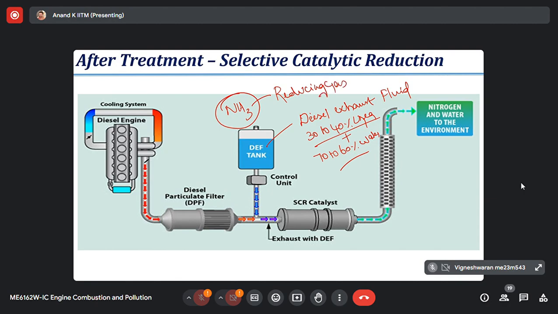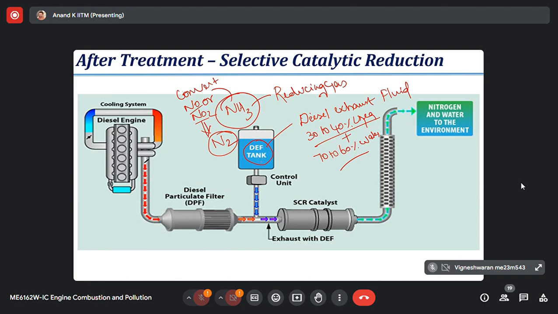Instead of rich products of combustion, ammonia is also an effective reducing gas. This gas will convert NO or NO2 to nitrogen, so it is doing a reduction reaction. Ammonia is an effective reducing agent that can reduce NO or NO2 to nitrogen. Ammonia is a pollutant, so we don't carry ammonia directly in the vehicle. Rather, we carry it in the form of DEF, diesel exhaust fluid, which is 30 to 40% urea with water.